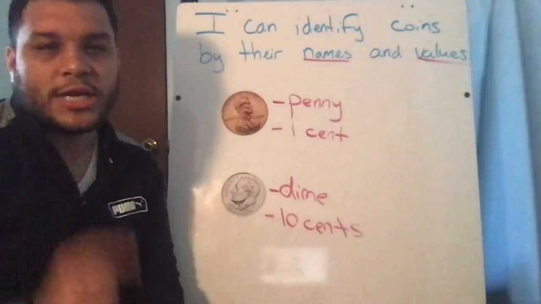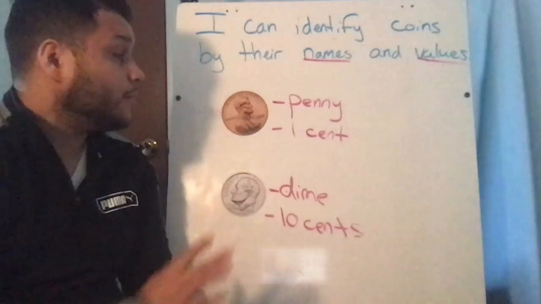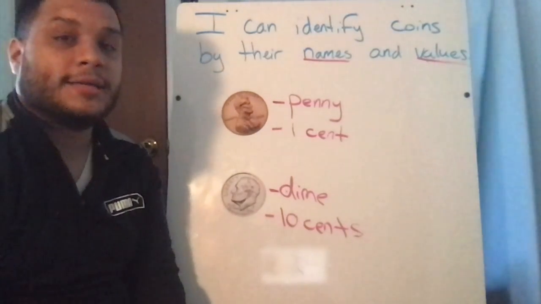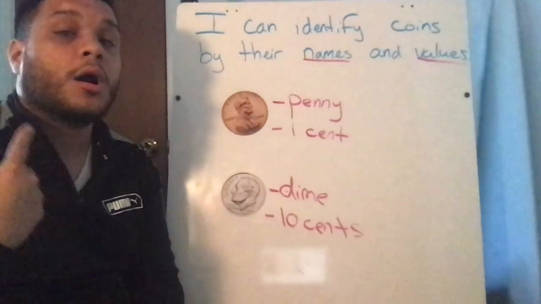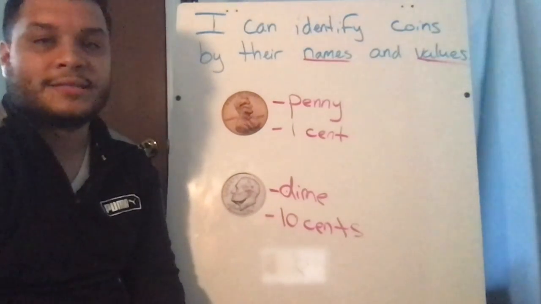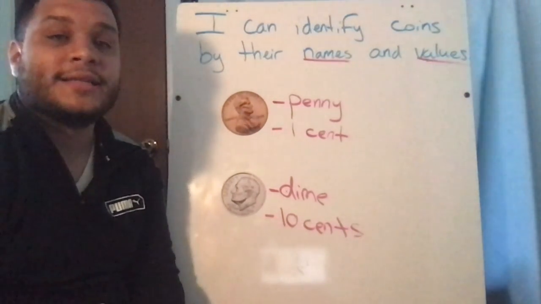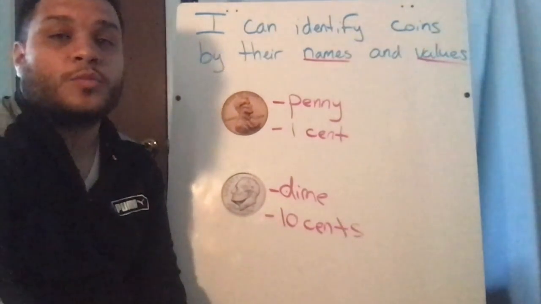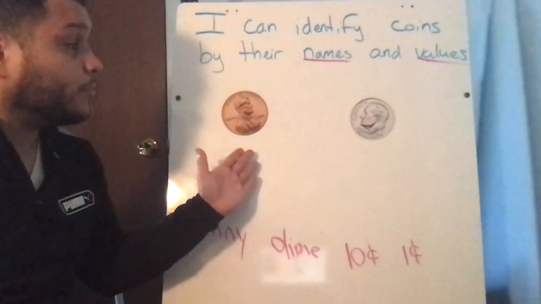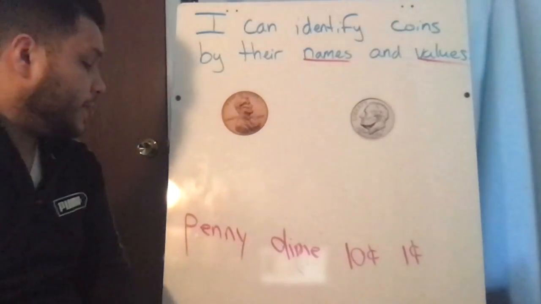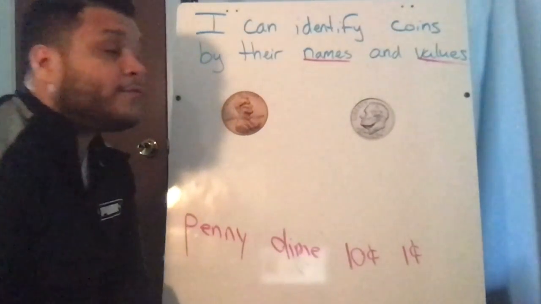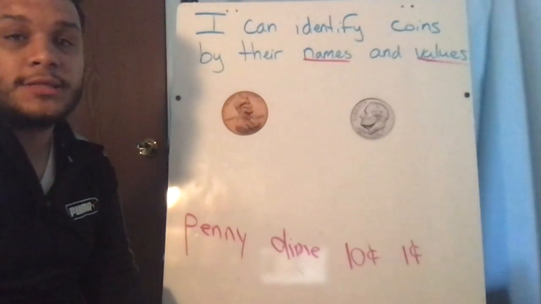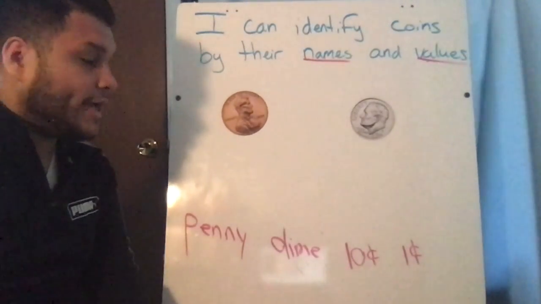Awesome. I'm going to challenge you guys right now. I'm going to put this coin and this coin up. And then I need you guys to tell me what are the ways that we can identify them. And remember, when we identify our coins, we want to identify them by their name and also by their value. On our board, we have 2 different coins. At the bottom, we have 4 different things that will describe these coins. We have names and we have values.